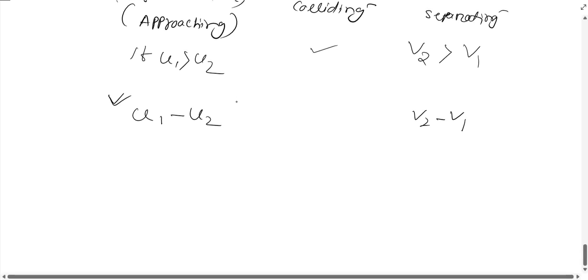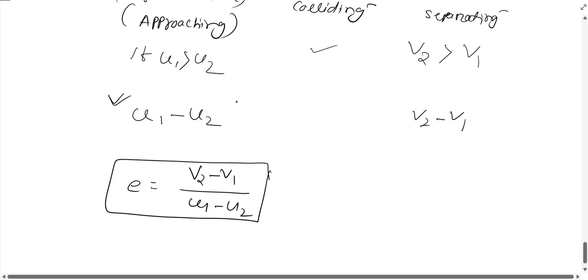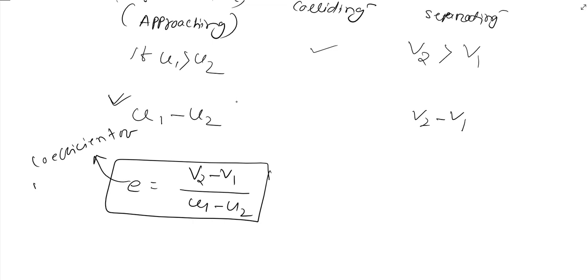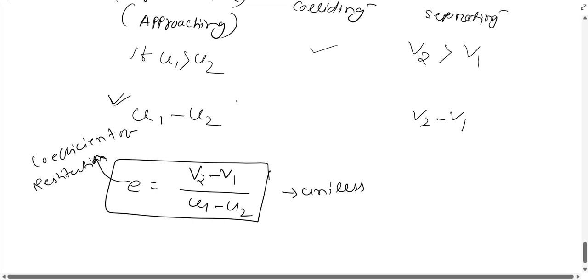Okay, so according to Newton's law of collision, e equals v2 minus v1 by u1 minus u2. This is the coefficient of restitution, and e is nothing but the coefficient of restitution. Remember, coefficient of restitution is unitless.